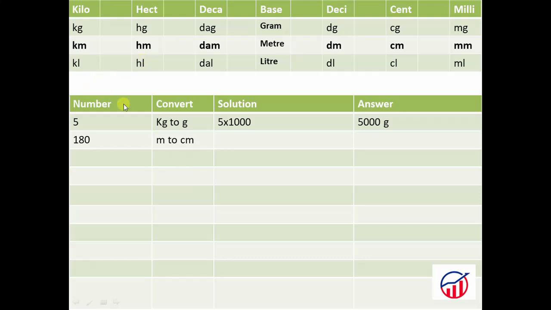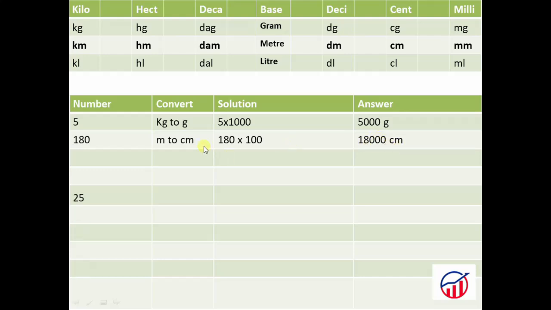Now let's take another example. You have 180 meters to centimeters. Now where is meter? Over here, and centimeter over here. So what is the conversion over here? From meter to centimeter, we have 2 spaces, which I told you is equivalent to 0. So we are going to move from left to right, which is multiplication. How many zeros? 2. So 180 into 100, you can see over here 18,000. It will become centimeters over here.